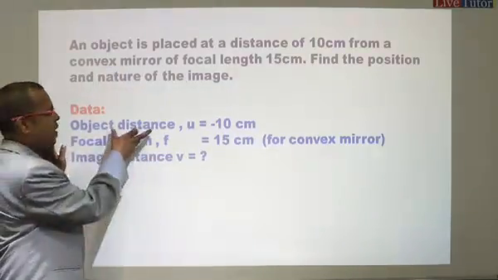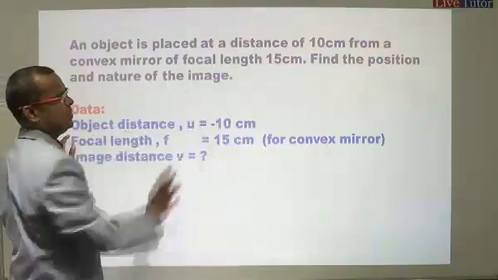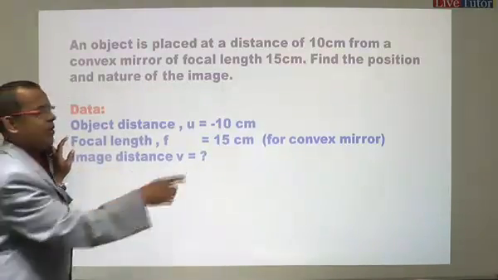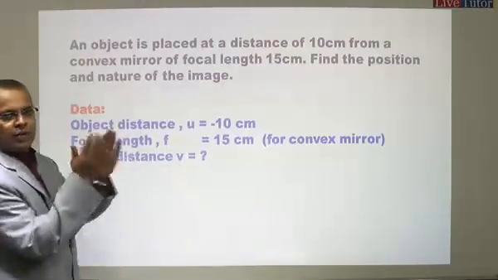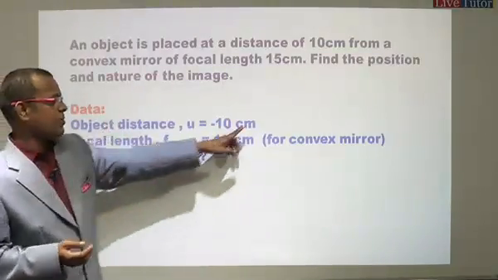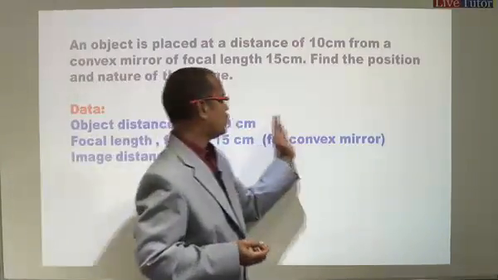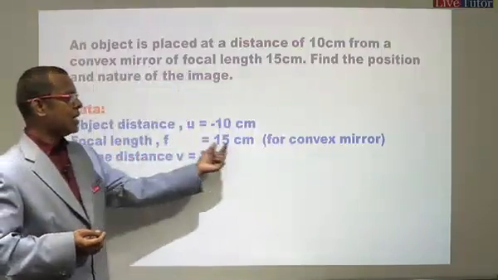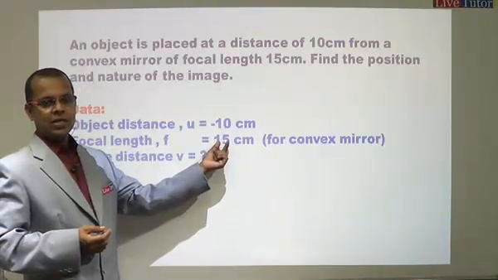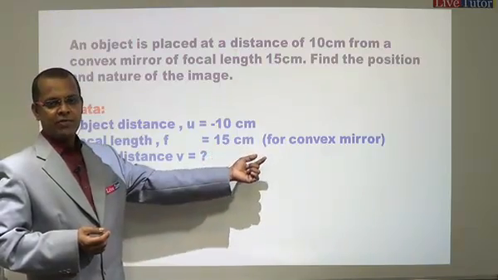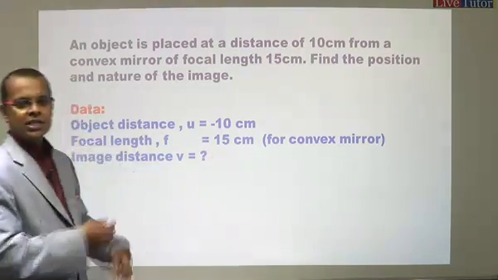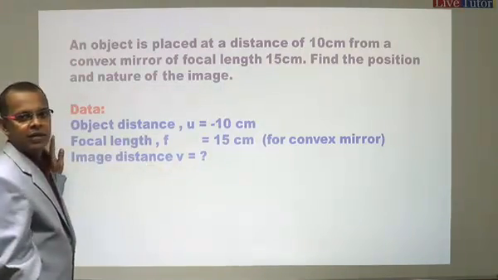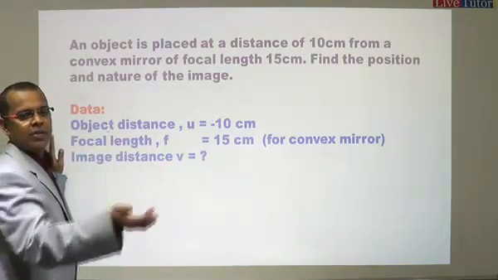So let us take the data. Object distance is given. What is that? It is 10 centimeter. So when it is object distance, it is in front of the mirror. It should be taken as minus, to the left of the mirror. So we can mention it here also in the bracket, to the left side of the mirror. So it is negative. And focal length is positive because it is a convex mirror. For a convex mirror, the focal length is positive, because the principal focus will be behind the mirror.